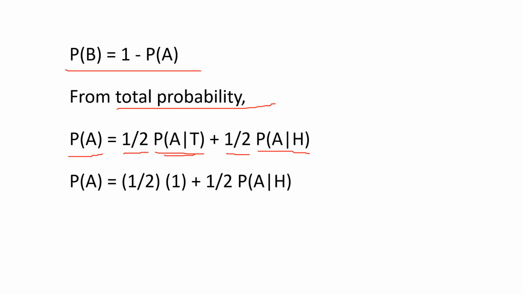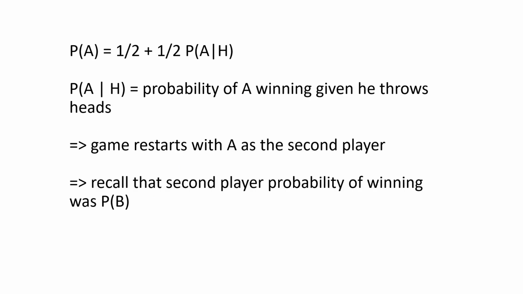The probability of A winning given A tossed tails is 1, since A will win the game if he tosses tails. So the first expression becomes 1 by 2 times 1, plus 1 by 2 times the probability of A winning given that A tossed heads. So we have the expression: the probability that A wins the game is 1 by 2 plus 1 by 2 times the probability of A winning given that A tosses heads.